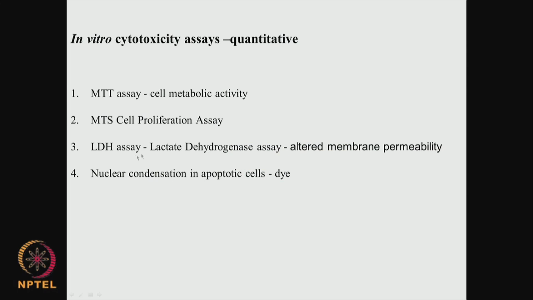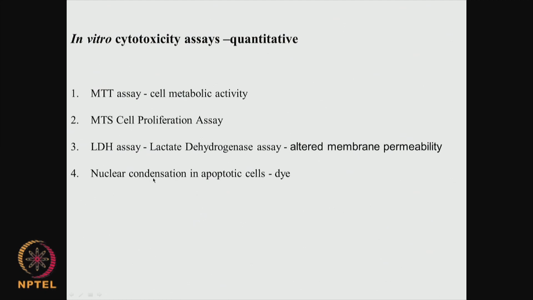Then we have the LDH assay because there is this particular enzyme called lactate dehydrogenase, which is present inside the active cells or cells which have a good metabolic activity. If the cells die because of necrosis, then the membrane becomes damaged. So, because of the reduction in membrane permeability, this particular enzyme comes out into the solution, and the measure of the amount of this is a measure of the cell that died because of necrosis or membrane damage.